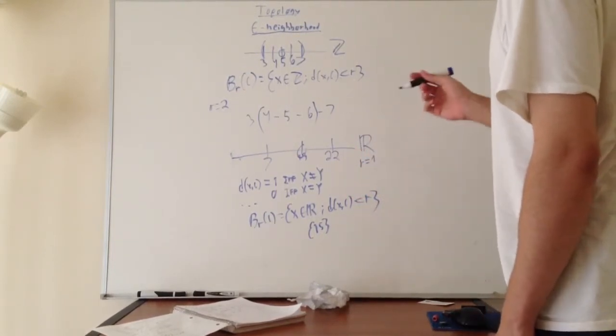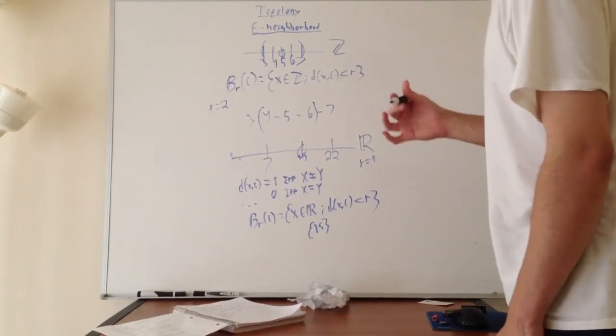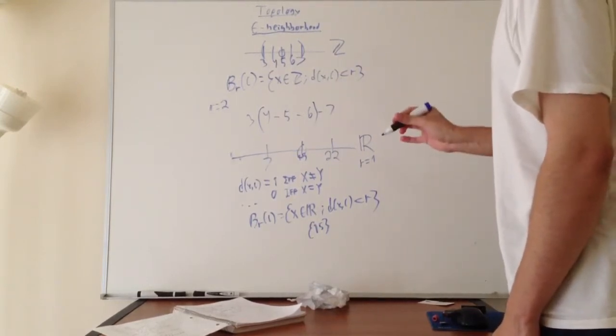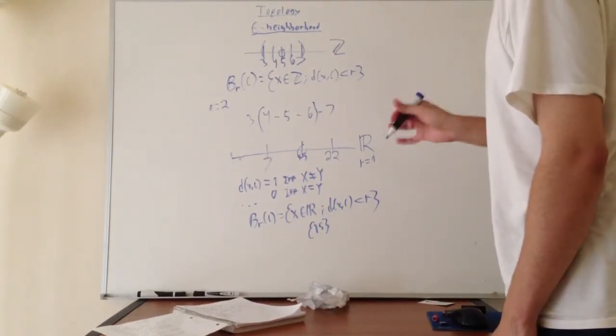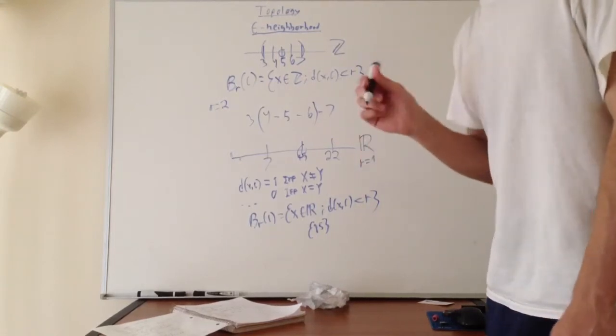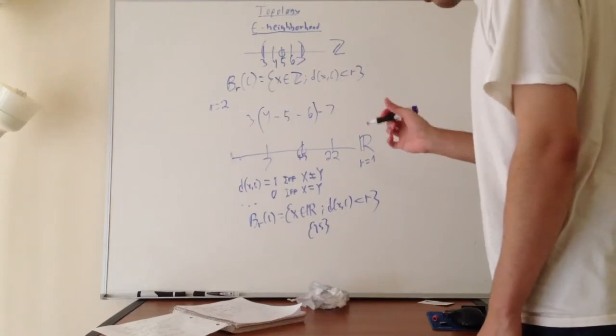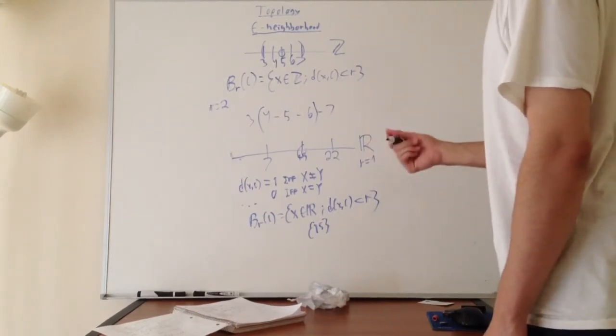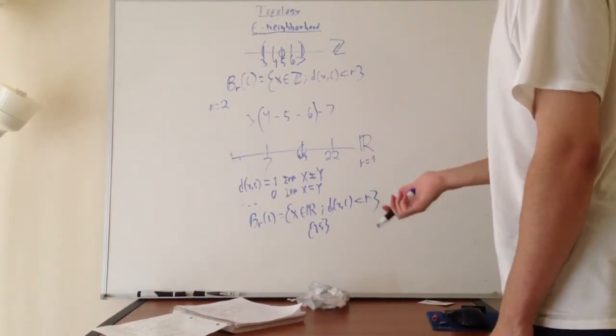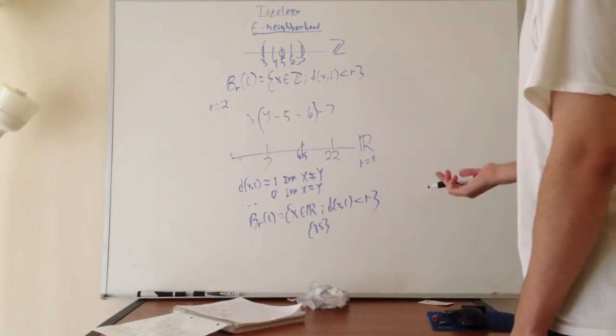So as you can see, in topology, specifically when it comes to metrics, the metric we're considering may have very different implications on the real numbers or the integers, and different metrics have different properties. So that's pretty much a good stopping point for this video.